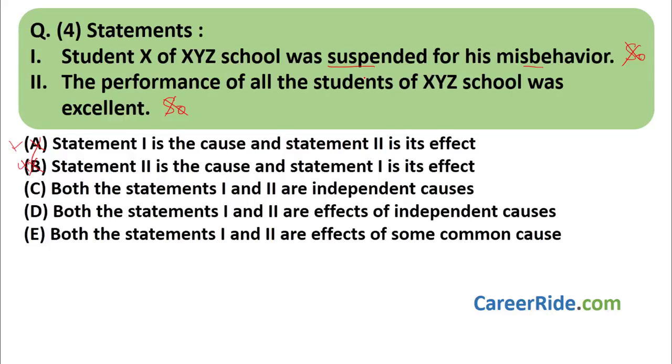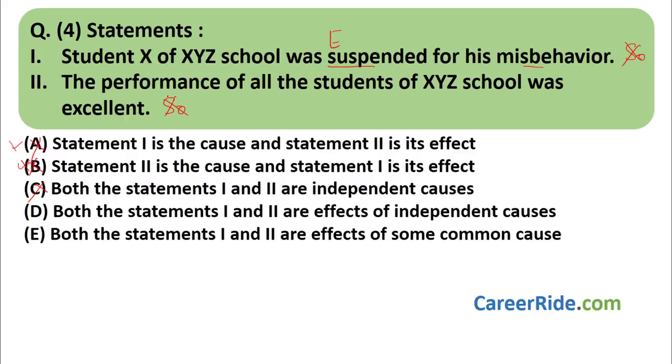Because cause is nothing but the rain falling. So over here the student misbehaves, so the student was suspended. So this becomes an effect, okay. So again C cannot be an option, because in option C both statements would be independent causes. But over here we know that the first one is an effect.